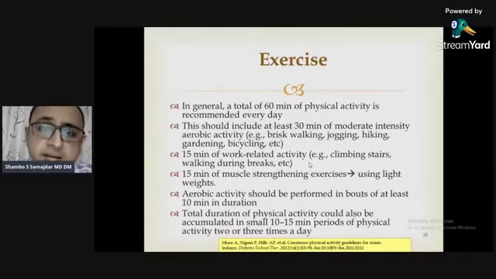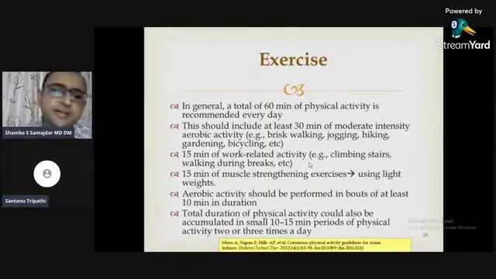Now coming to the next part, which is exercise. Generally a total of 60 minutes of physical activity is recommended every day, and this should include at least 30 minutes of moderate intensity aerobic activity like brisk walking, jogging, gardening, etc., and 15 minutes of work related activity like climbing stairs, walking during breaks. And thank God, due to COVID-19, we are now not using lifts much. We use stairs much more now.